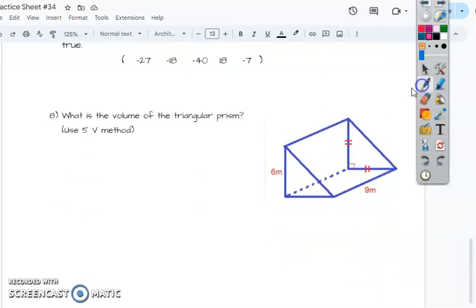Find the volume. So we're using the 5V method, okay? Skip some room there, okay. So what I will show you is, you see how these are double marked? That means these are the same thing. This is a 6. So we call this an equilateral triangle, okay? So this is a triangular prism. Use your formula chart to find the volume.